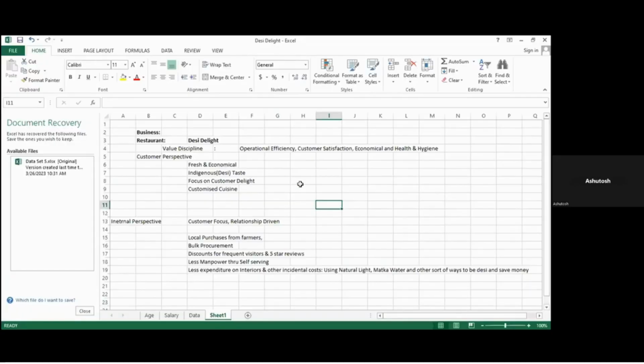Good. So the business is basically a restaurant, maybe, and the name is Desi Delight. As the name suggests, we are propagating the Indian cuisine, the desi cuisine, basically. And the value discipline would be operational efficiency, customer satisfaction, economical, and health and hygiene.